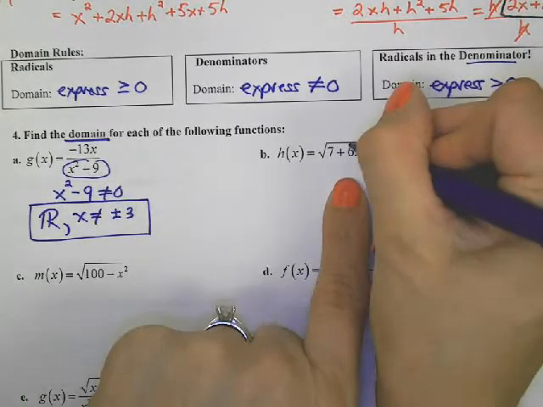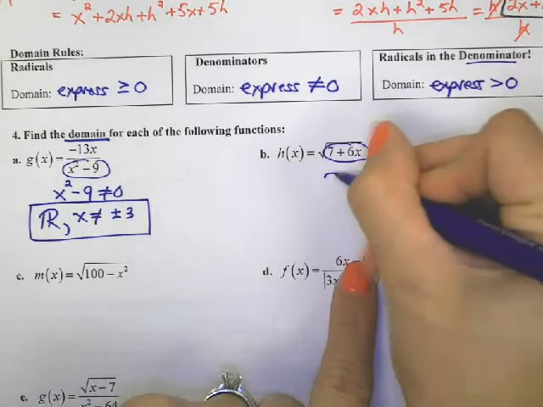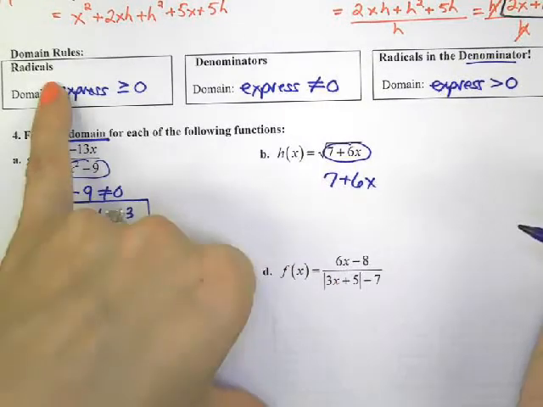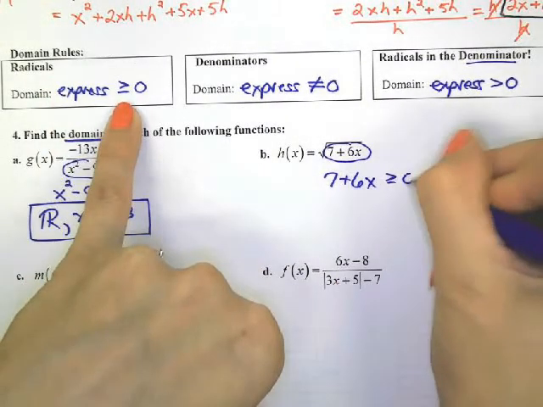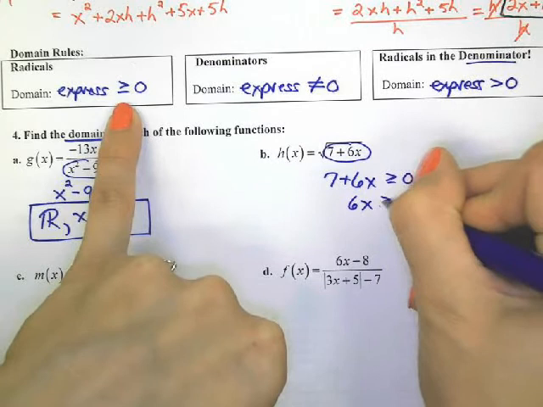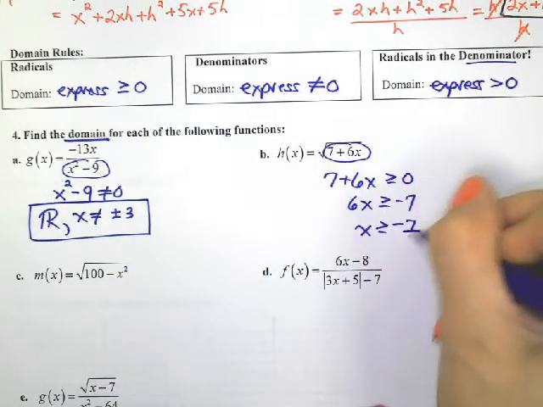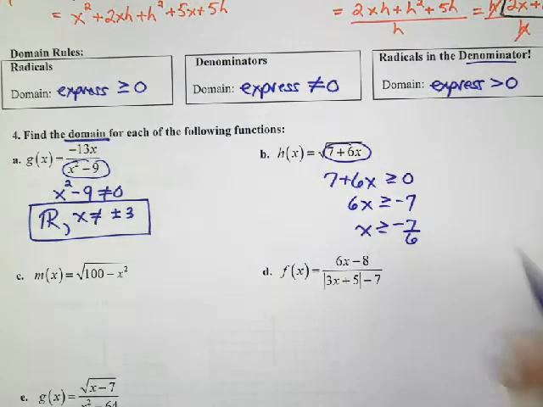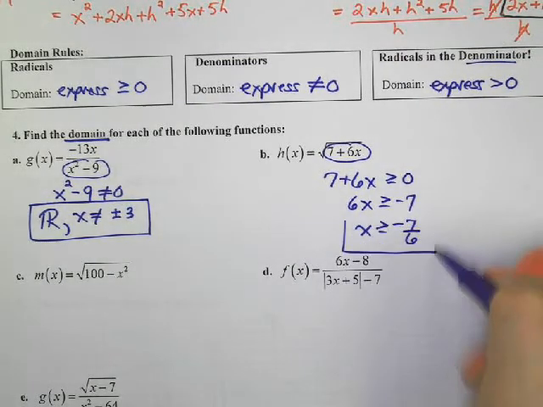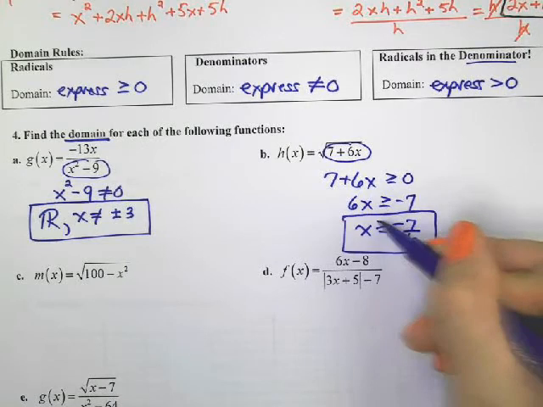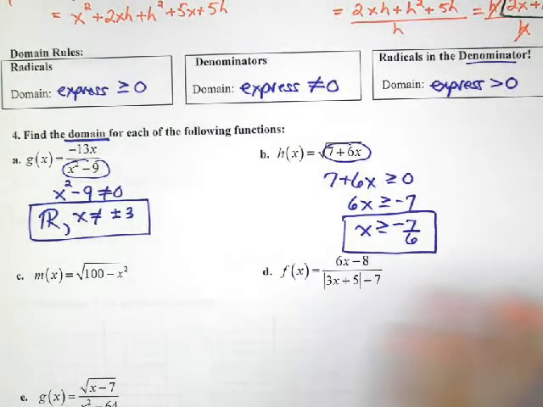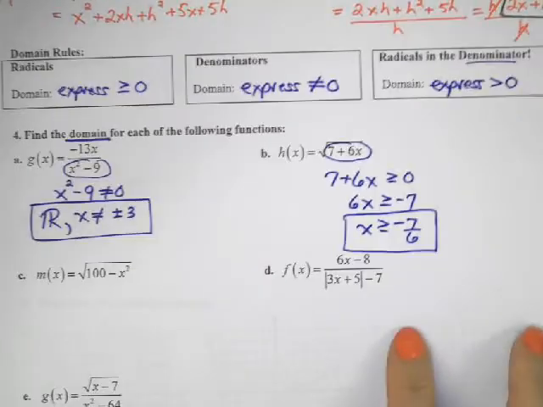All right, I have an expression in a radical. So that expression, here's the rule, has to be greater than or equal to 0. I will subtract the 7 over and divide by 6. And in this case, you're not going to say all reals except, because there's a lot of numbers you're allowed to use. I'm just going to tell all the people the ones they can use. Use all the numbers greater than or equal to negative 7/6.